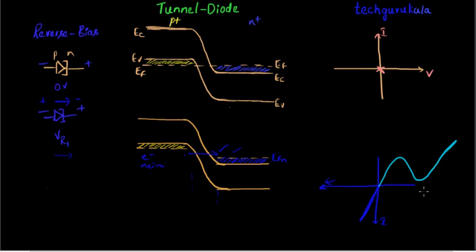So this is how it will look, kind of straight. You can say along with me: this point is known as peak voltage, and this current is known as peak current, and this is the valley voltage, and the current corresponding to this is known as valley current.